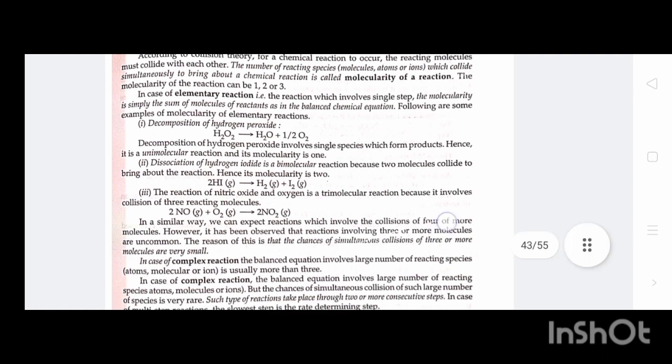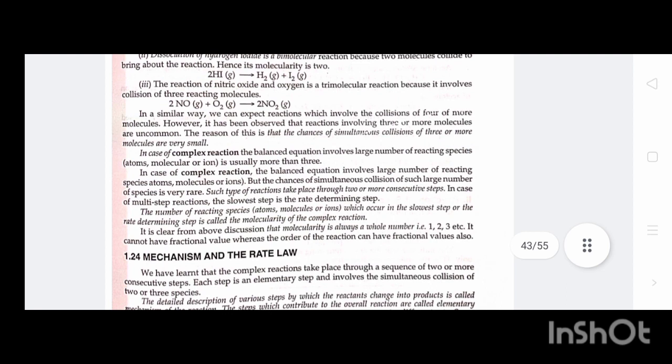Following are some examples of molecularity of elementary reactions. Decomposition of hydrogen peroxide. Second, dissociation of hydrogen iodide is a bimolecular reaction because two molecules collide to bring about the reaction, hence its molecularity is 2. Third, the reaction of nitric oxide and oxygen is a trimolecular reaction because it involves collision of three reacting molecules. In a similar way, we can accept reactions which involve the collisions of four or more molecules.